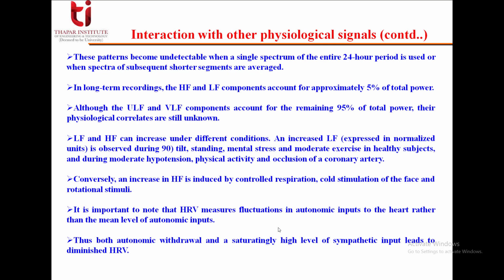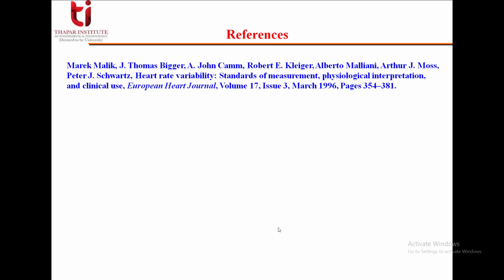So these were the various physiological signals or various factors that can interact with the heart rate variability measures. So this was all in this lecture, and for this we can refer to the paper by Marek Malik, J. Thomas Bigger et al., that is Heart Rate Variability: Standards of Measurement, Physiological Interpretation and Clinical Use, in European Heart Journal, volume 17, issue 3, a very old paper published in 1996. So this was all in this lecture.